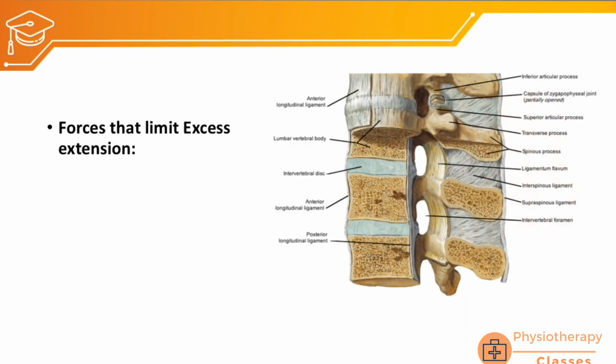What are the forces that limit excessive extension? It is the anterior longitudinal ligament, which is the only ligament that prevents excessive extension, situated anterior to the vertebral body, as well as the approximation of the spinous processes of the vertebrae, which will also prevent excessive extension.